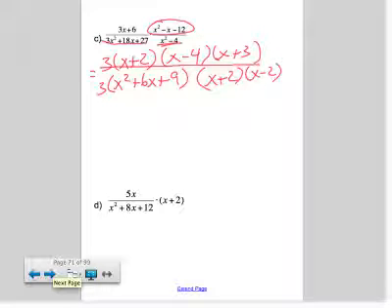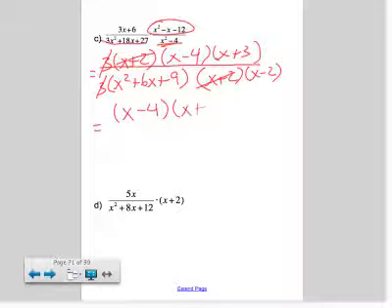Okay. I can cancel some things right away. I can cancel the x plus 2 and the x plus 2, the 3 and the 3. So I cleaned it up a little bit already. So I have x minus 4, x plus 3.